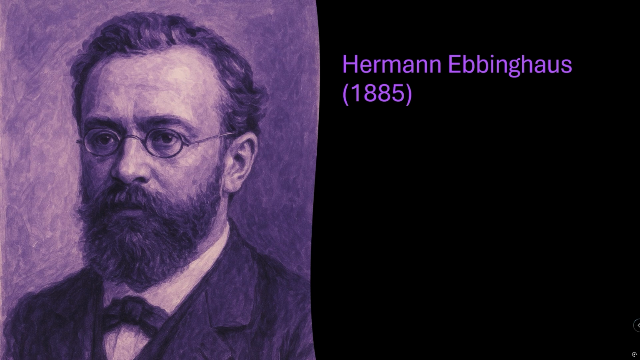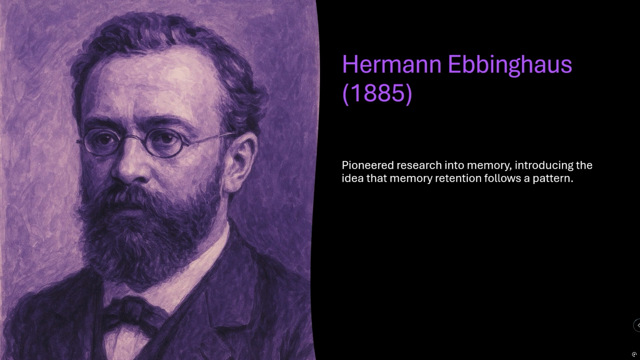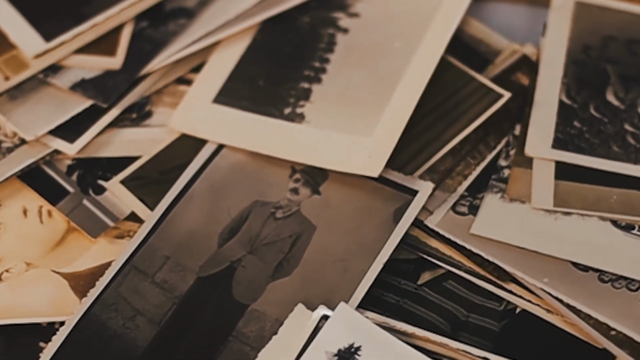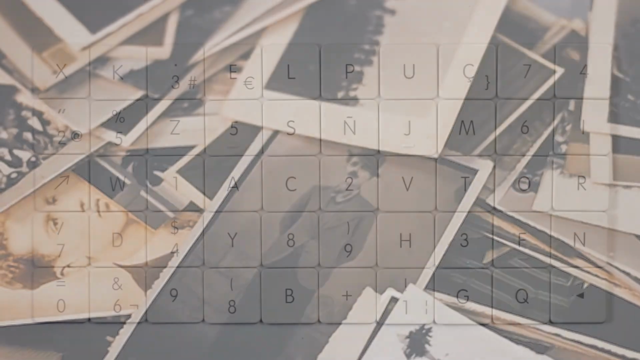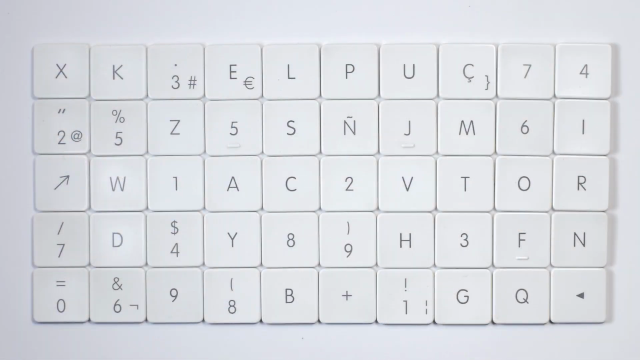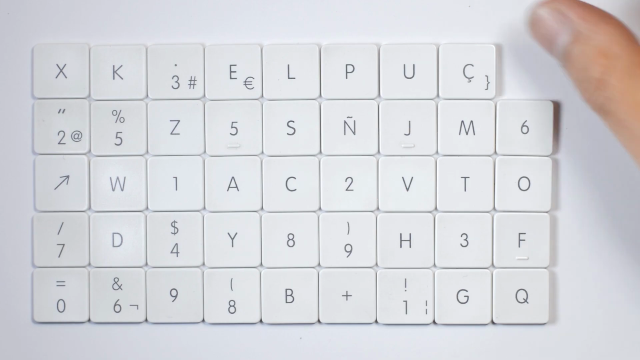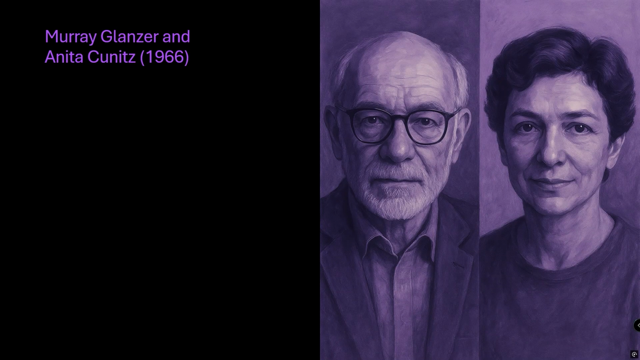Hermann Ebbinghaus, 1885. He pioneered research into memory, introducing the idea that memory retention follows a pattern. He conducted experiments on himself with nonsense syllables. He discovered the forgetting curve and the serial position effect, which is what we just discussed. Murray Glanzer and Anita Cunitz, 1966. They designed a famous experiment specifically targeting the serial position effect.